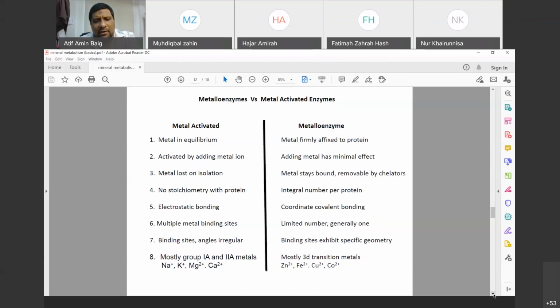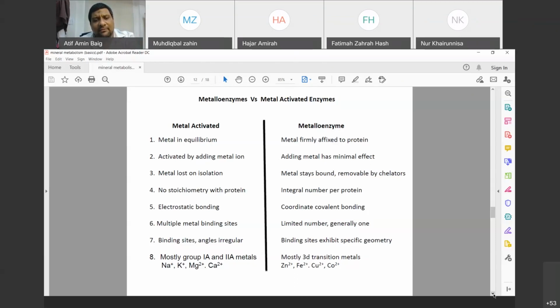Then we have the electrostatic bonding versus coordinate covalent bonding. I remember they have the ionic, what we call the sharing versus transfer of the ions. Number six, we have multiple metal binding sites versus a limited number, generally one. For example, you already have an example of iron in heme basically.